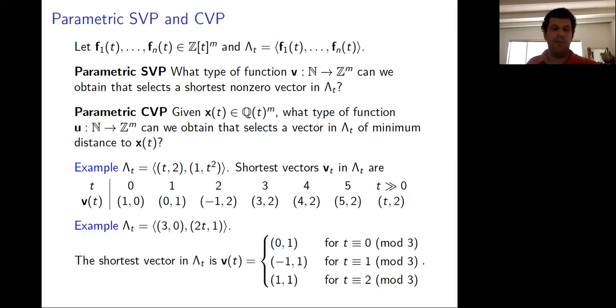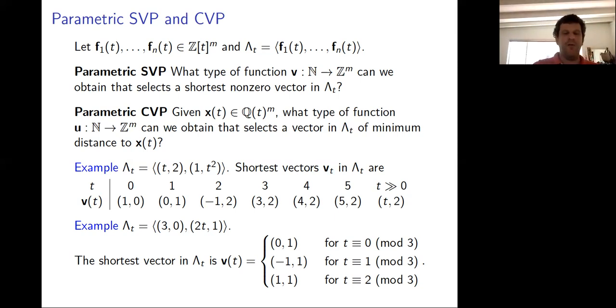Another thing that can happen: again, a two-dimensional lattice generated by the constant vector (3, 0) and by a parametric vector (2t, 1). It turns out that the shortest vector is periodic, depending on t mod 3. Basically you can use this 3 to kill off most of that big 2t, but not exactly, only if it's a multiple of 3.